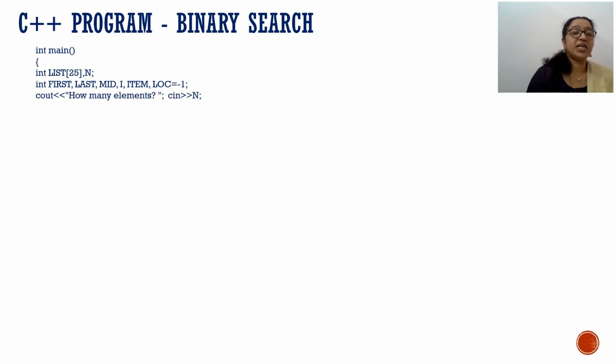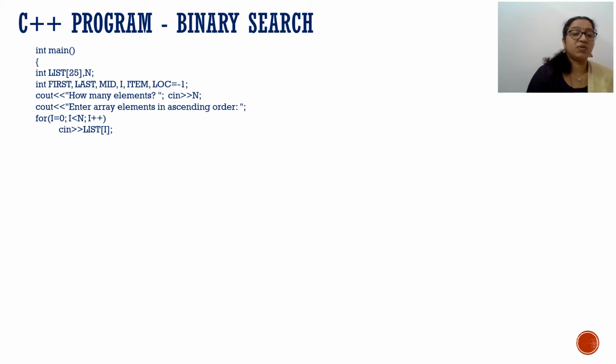Next is how many elements you need, so in n we take the number of elements. Then we want to input the array, so enter the array elements in ascending order. That is very important because it is binary search in ascending order. The for loop begins, I is equal to 0, I less than n, I plus plus. We are inputting cin in list of I. List of I means that is the array here. So n elements we got in the array list, also in ascending order.